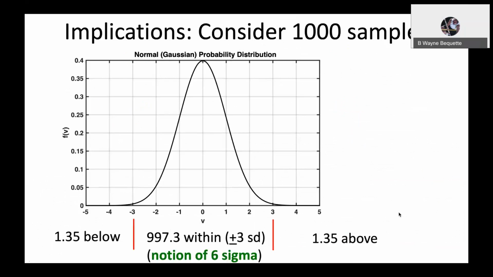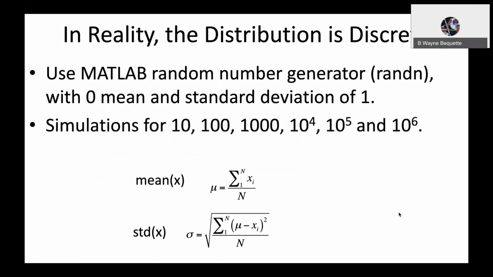So again, if we had 1,000 samples that were randomly generated using a Gaussian distribution, what we would find is we'd expect 1.35 to be below minus 3 standard deviations from the mean, 1.35 above 3 standard deviations from the mean, so that 997.3 out of those 1,000 points would lie within plus or minus 3 standard deviations. Now, in reality, the distribution is discrete and not continuous.